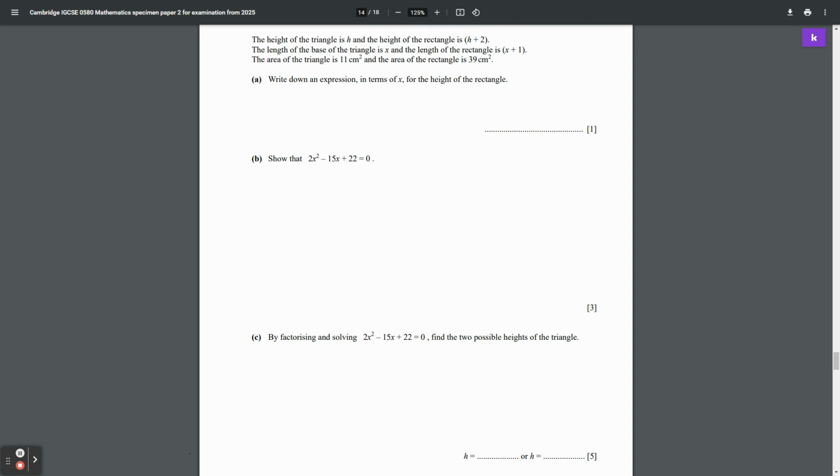Okay. So this question here is a word problem, and what we have is a triangle. So let's quickly draw a triangle. It's always good to draw stuff up. So let's draw a triangle, and we'll label it up. And let's draw a rectangle, and we'll label that as well.